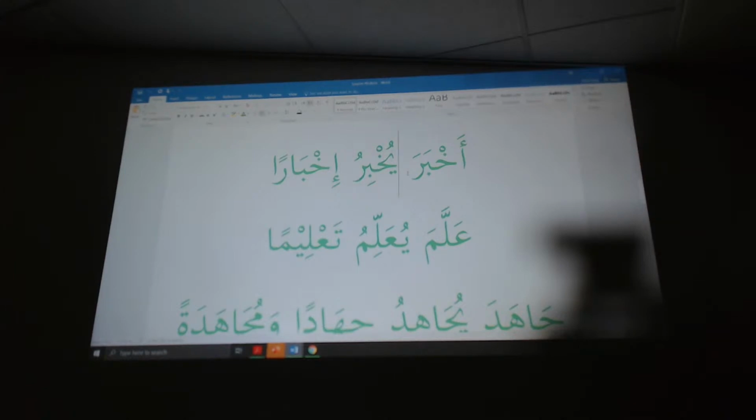So everybody should be repeating this with me now. Akhbara yukhbiru ikhbaran. Start again. Repeat it with me. Akhbara yukhbiru. Tahir, do it out loud. Akhbara yukhbiru ikhbaran fahuwa mukhbirun. Ukhbira yukhbaru ikhbaran fahuwa mukhbarun. Al-amru minhu akhbir. Wal-nahyu anhu la tukhbir. Wal-dharfu minhu mukhbarun.